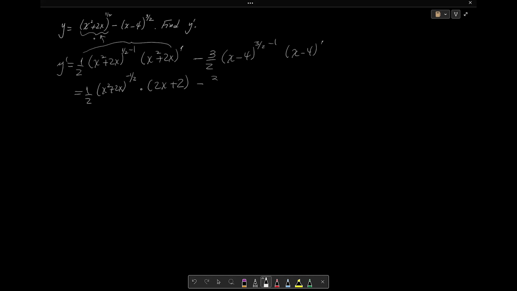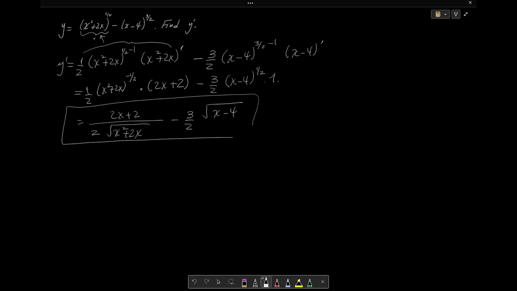Minus 3/2 x minus 4. 3/2 minus 1 is 1/2. Derivative of x minus 4 is just 1. Again, straight line, slope 1. So maybe we can bring this down and then put this on top. Minus 3/2 square root of x minus 4. There is the answer right here. You don't have to simplify it anymore. This is good.